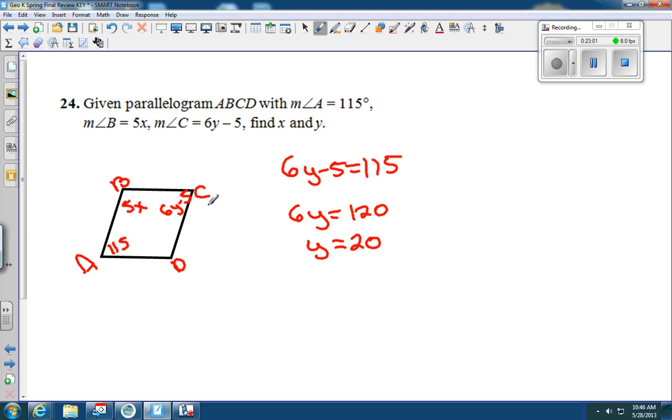Okay, and then I also know that consecutive angles are supplementary. So I can say 115 plus 5x, because they want me to solve for x, is equal to 180. So subtract the 115 and I get 5x equals 65. So x is equal to 13.